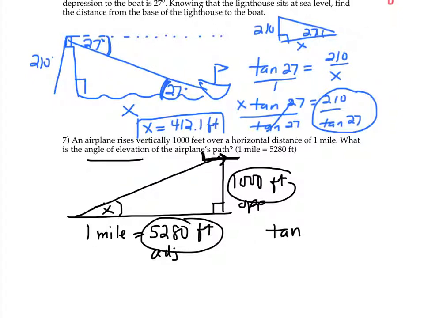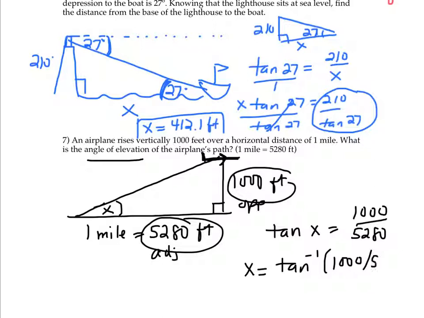So say tangent of x, our angle, is equal to 1,000 divided by 5,280. So our angle x can be found by using the inverse tangent and then typing in 1,000 divided by 5,280. You could reduce that beforehand if you wanted to, but there's really no need to. Okay, go to your calculator, and when you do that, you should get an answer of 11 degrees once you round it to the nearest whole degree. Okay, so for angle measures, we want them rounded to the nearest degree. Distances, round to the nearest tenth.